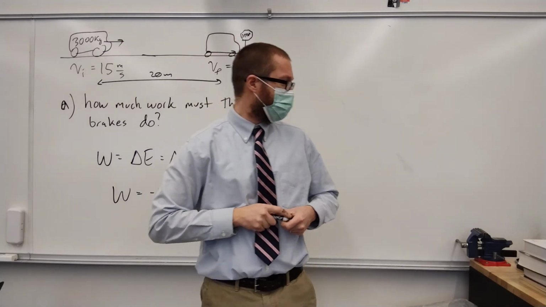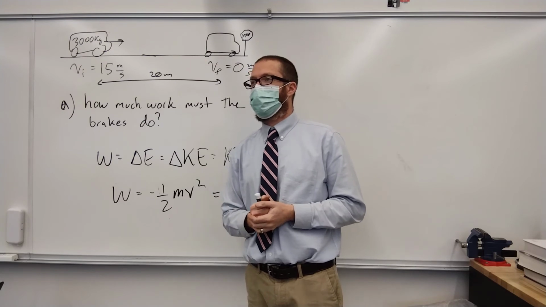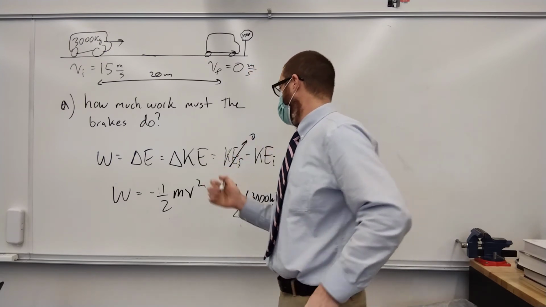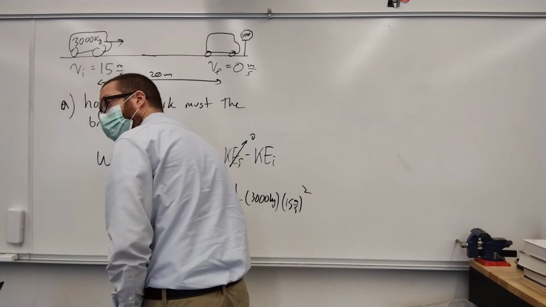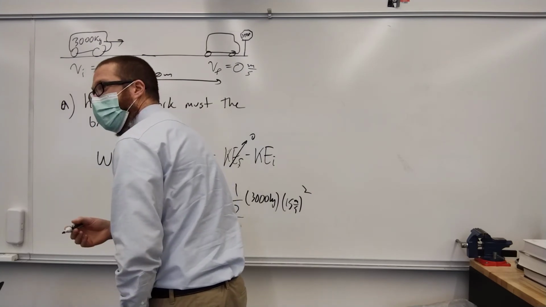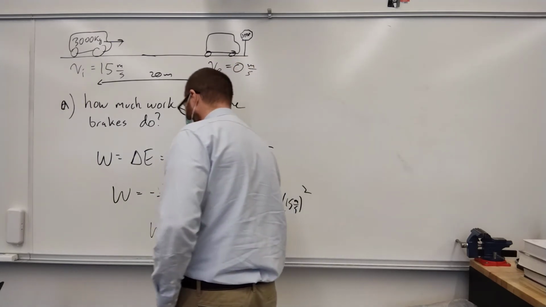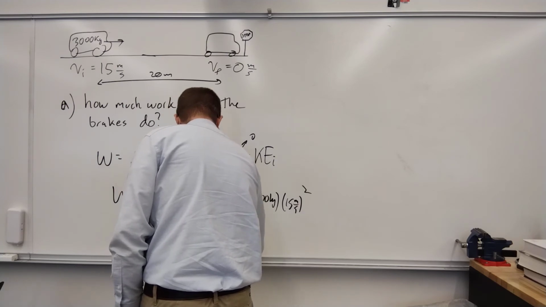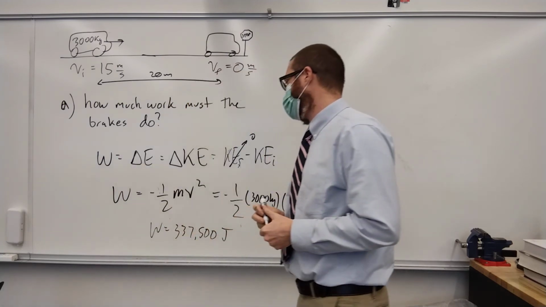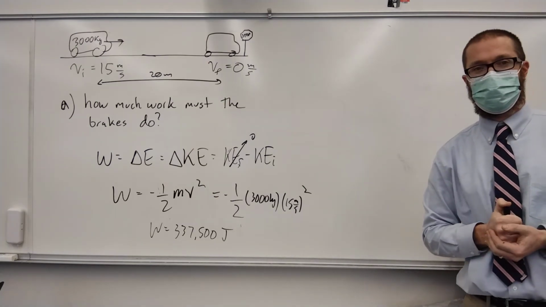All right. Liam, did you already plug this out? What'd you get? Jack? 337,000. Wow. So the work done is 300,000. What was that? Can you read it again, please? 337,500 joules. You can get big numbers like this.